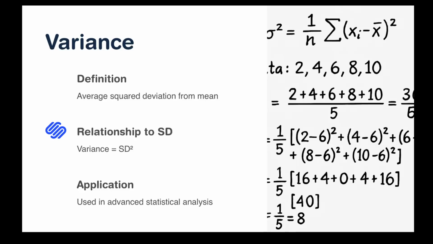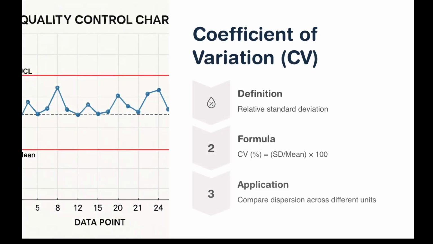And then if we square the standard deviation from the mean, this is called variance. So it is used in advanced statistical analysis. There is another term called coefficient of variation. It is a relative standard deviation. Usually the coefficient of variation is calculated as a percentage: standard deviation divided by mean, multiplied by 100. So it is relative, in terms of how we do it for 100. Then we compare dispersion across different units. So the dispersion across different units is calculated by the coefficient of variation.